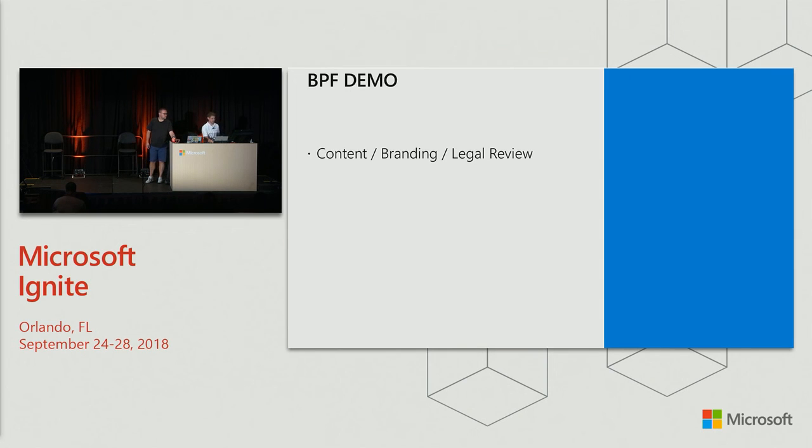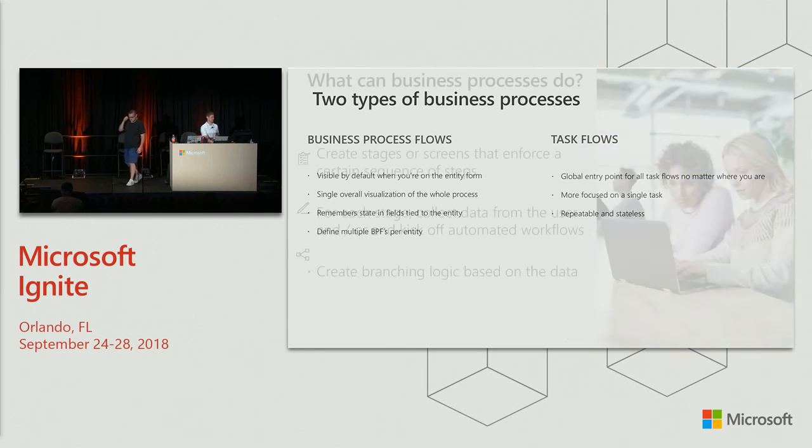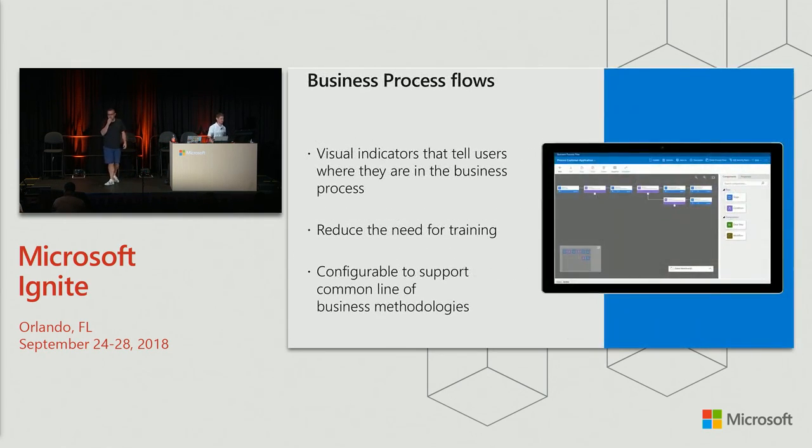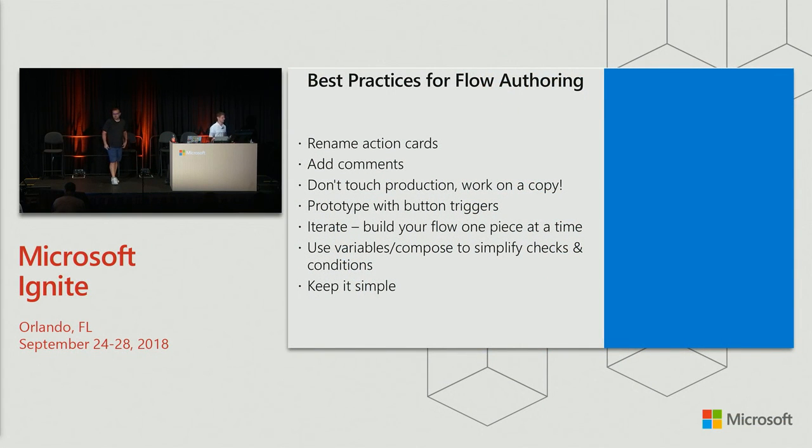We did have a slide, let me see if I can get back to it, on best practices. I translated best practices for programming into best practices for flow authoring. Renaming action cards and adding comments. We read flows so often, just like we read code very often. Comment your code, comment your flows, and rename your actions so that when you're picking outputs, maybe you have the same action used multiple times, you know exactly which one you're using the output from.